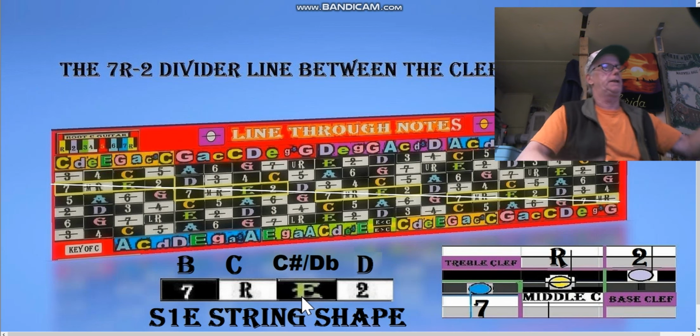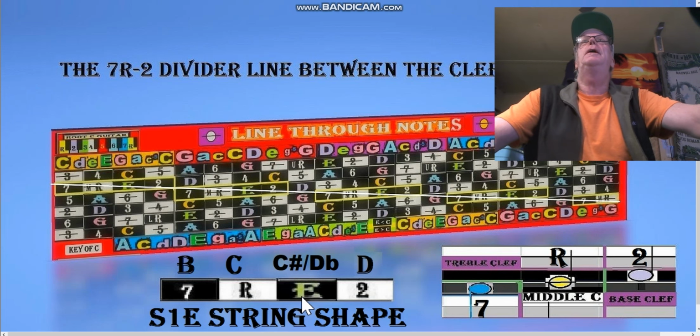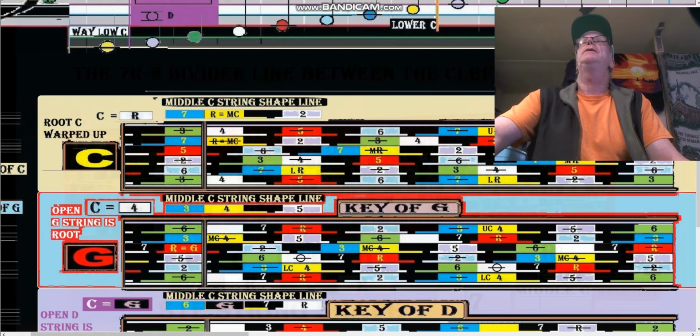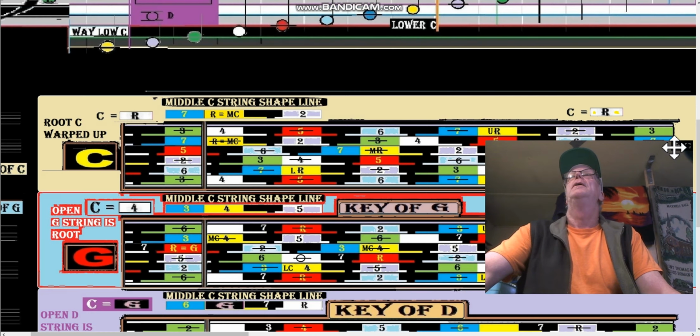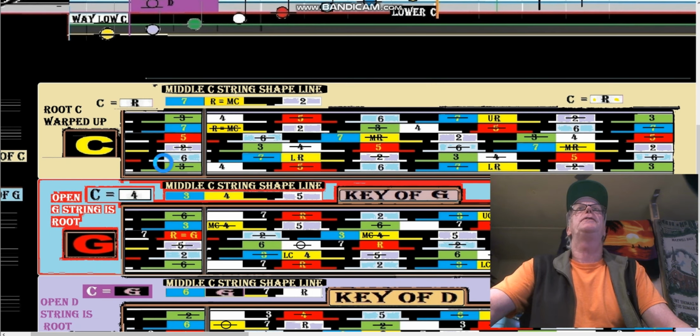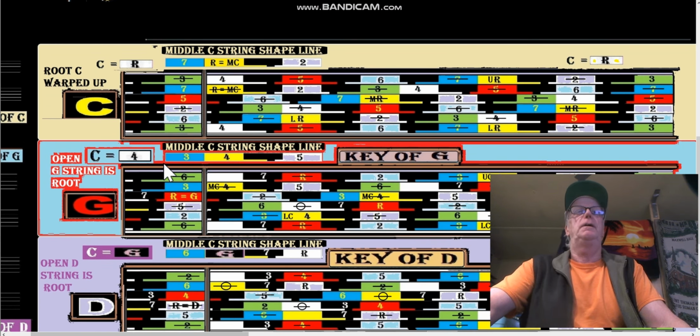Sounds a little bit like impossible. So that's what that is. Now I want to show you the middle line with all of the 7 keys of CAGED, we'll call them.